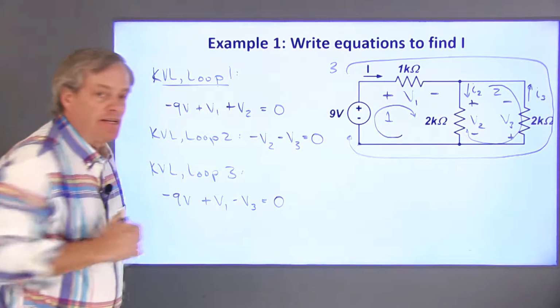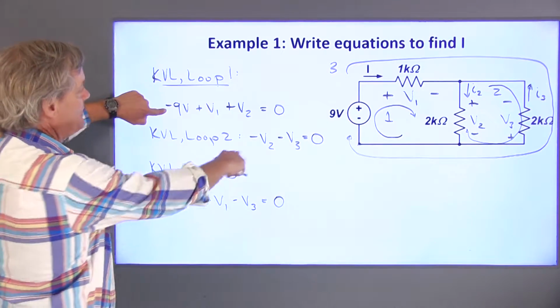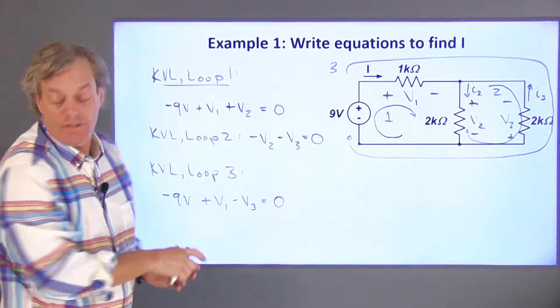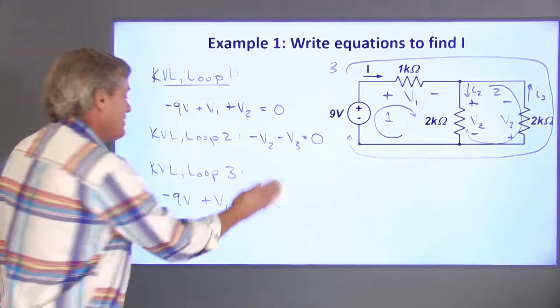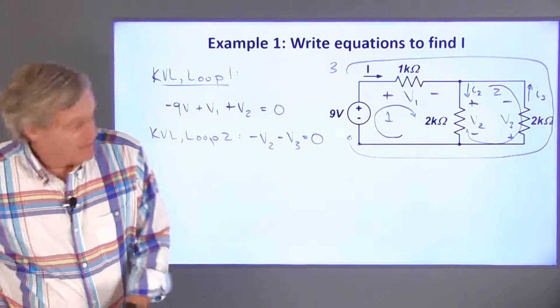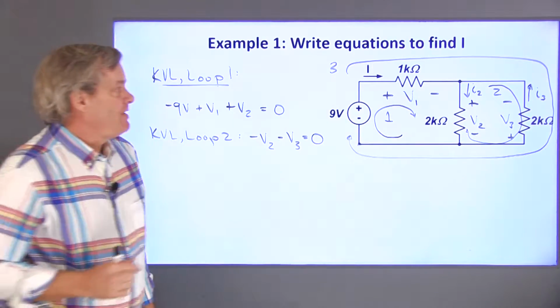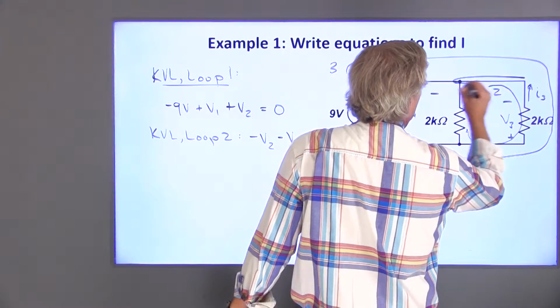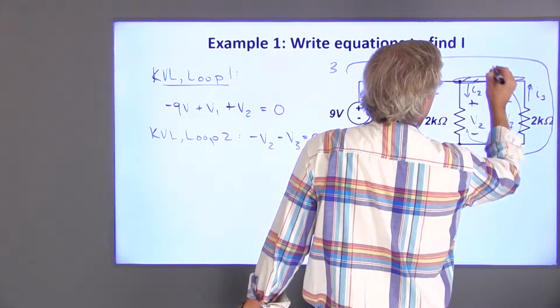Sadly, this isn't an independent equation. If I add this equation to this equation, the V2s will cancel out and I'll get this equation. This equation isn't helpful. That's all my options for KVL. Now I can only use KCL next. So let me call this node A.